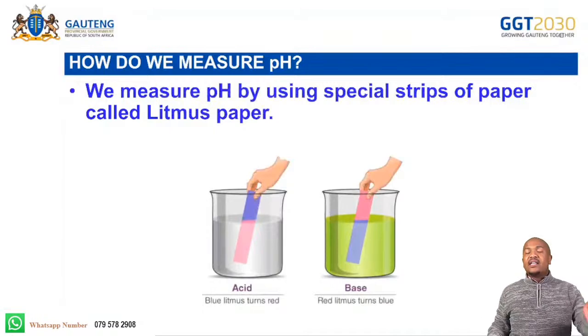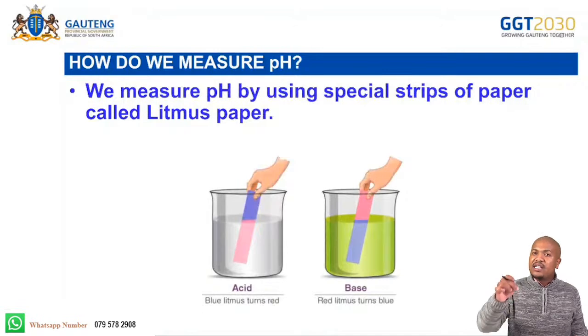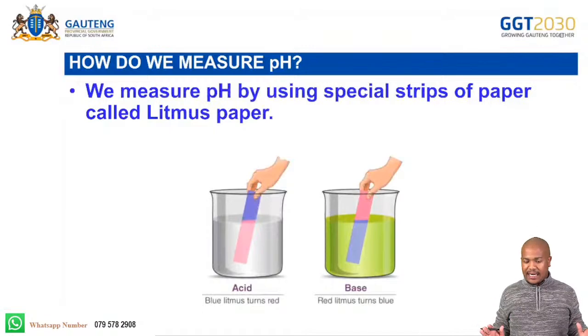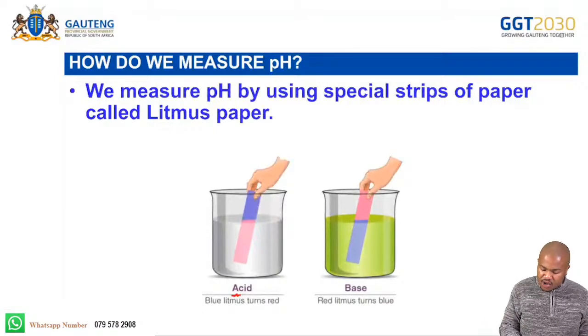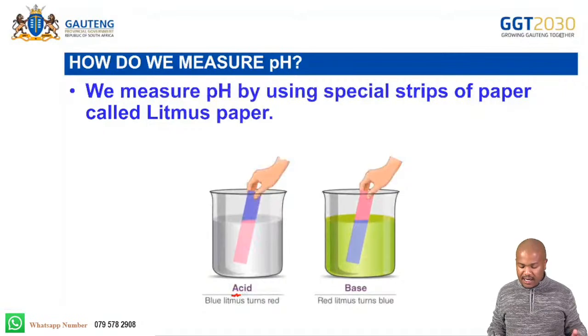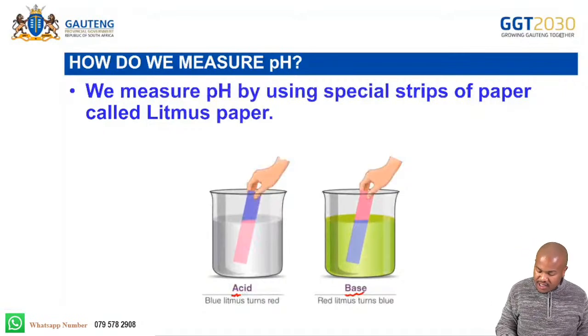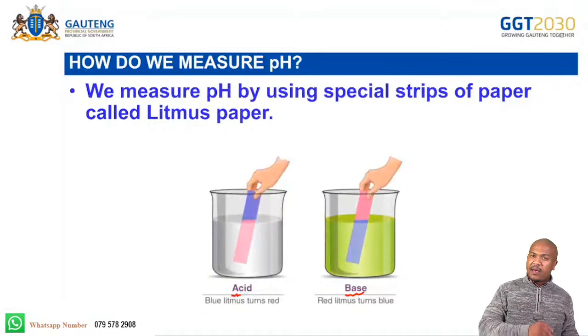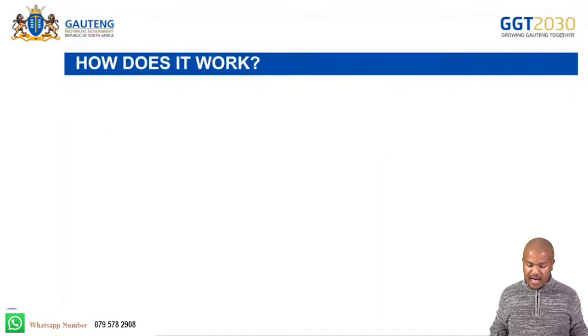And also the same red litmus paper, if you put it inside an acidic solution, will remain red. So it's simple like that. Acidic solutions turn blue litmus paper red. Basic solutions turn red litmus paper blue. Are we together? That's how we measure the pH.